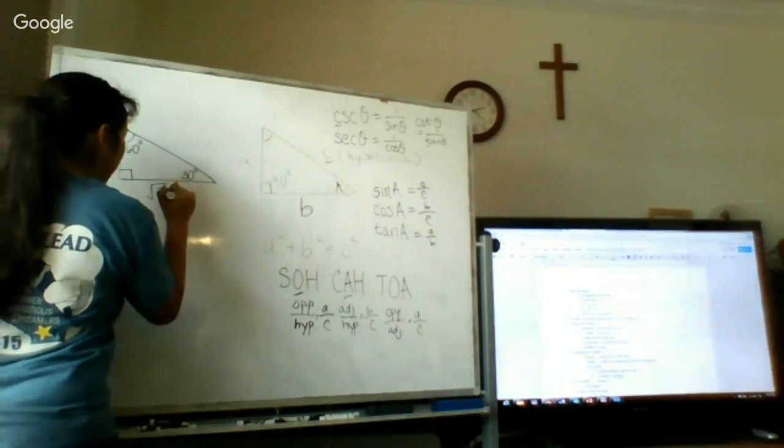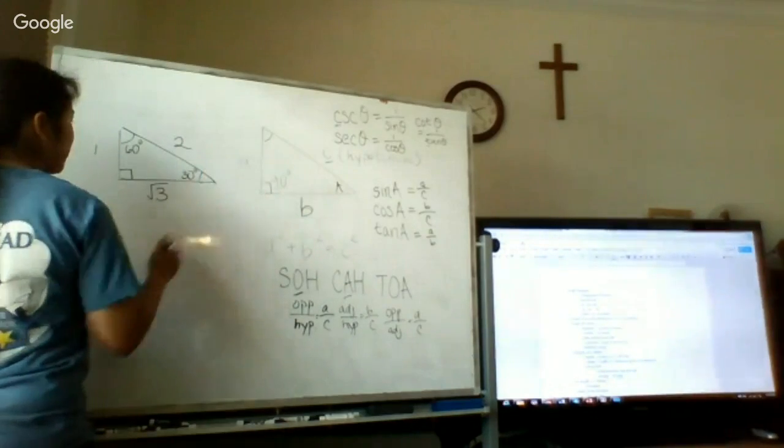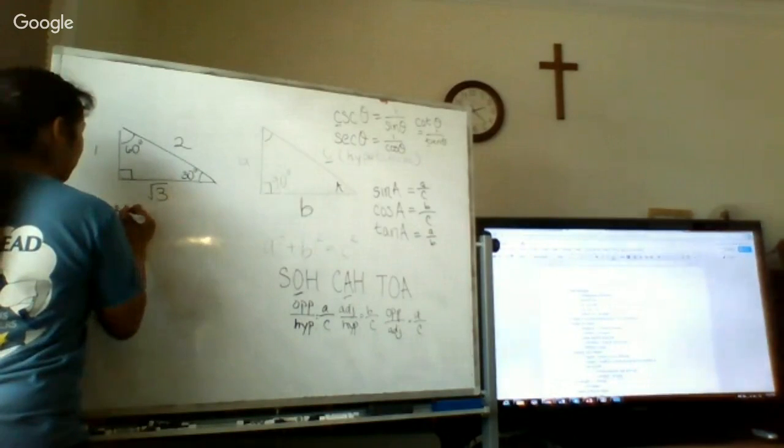One, 3, 2. So you'll notice that this does follow Pythagorean's theorem. So 1 squared plus.